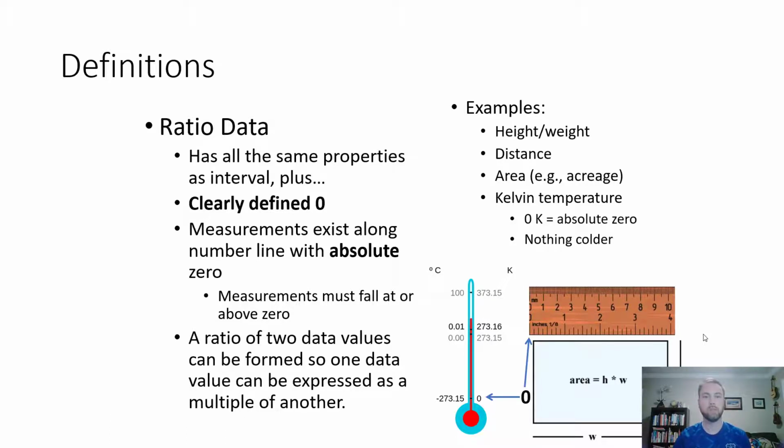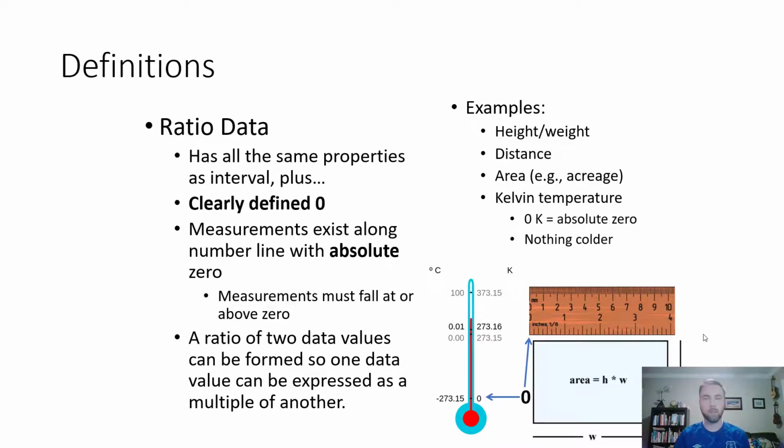So measurements exist along a number line with an absolute 0. If you go below 0, you're at null. There's nothing there. Okay, so measurements must fall at or above 0. Examples: height and weight. So I'm 6 feet tall. If somebody was 0 feet tall, they wouldn't exist, right? If they're 1 inch tall, they would be an embryo or something, right? So essentially, there's a meaningful, clearly defined 0 in this case.